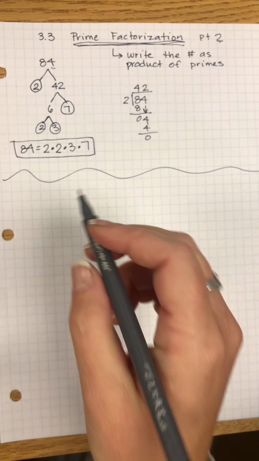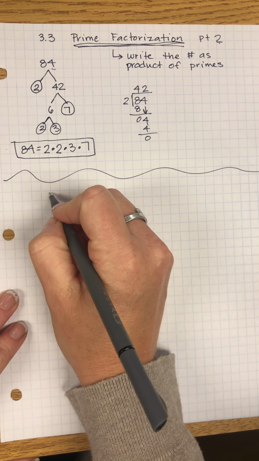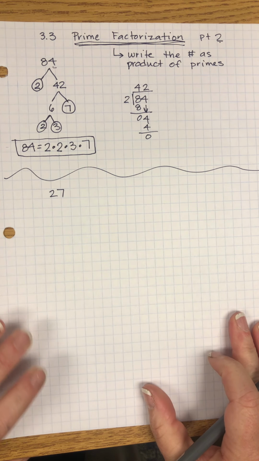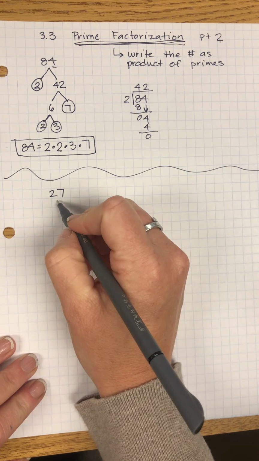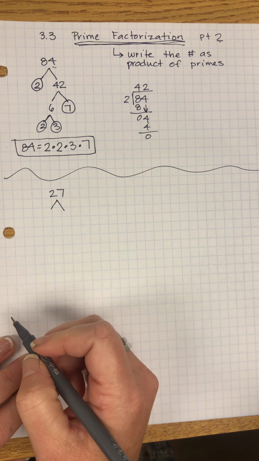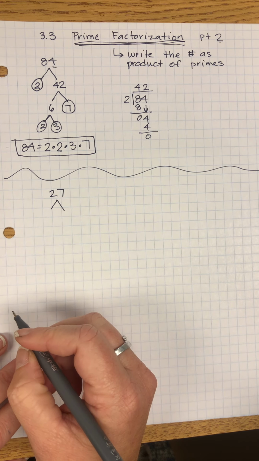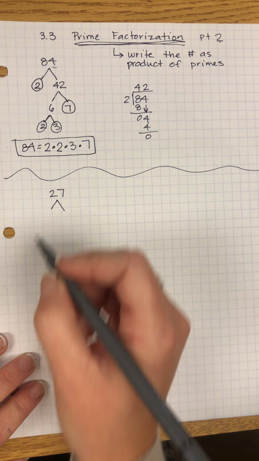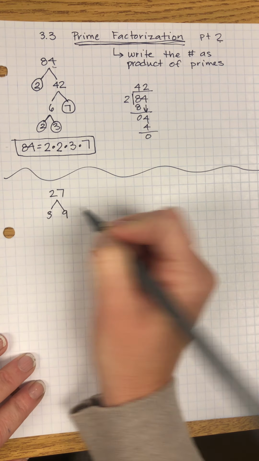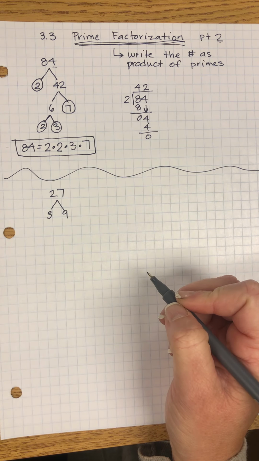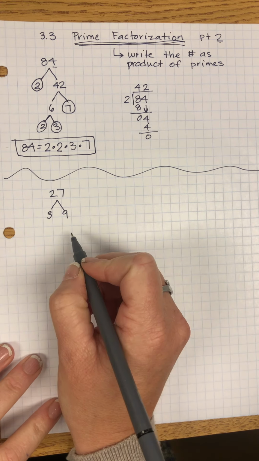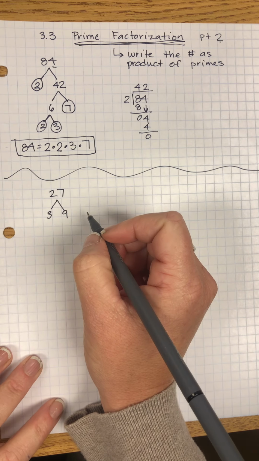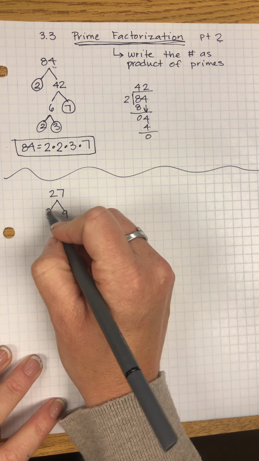Let's do 27. Let's find the prime factorization of 27. What numbers go into 27? 3 times 9. Are either of those prime? Show me on your fingers. Which one? 3 is. So I'm going to circle it.